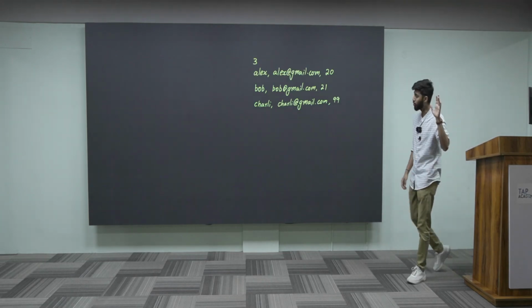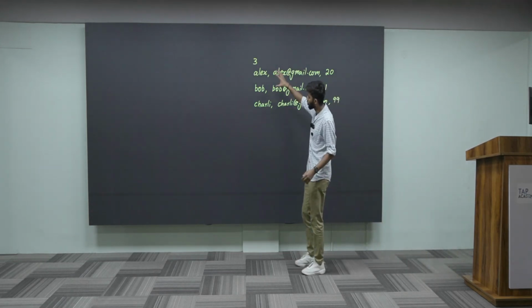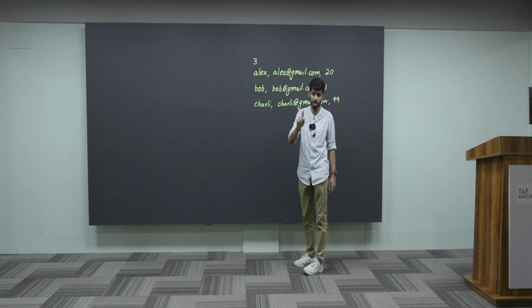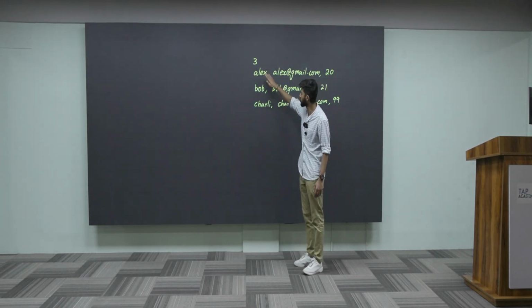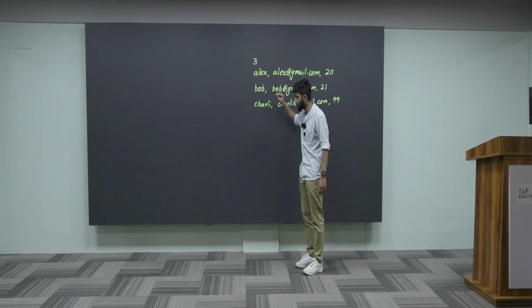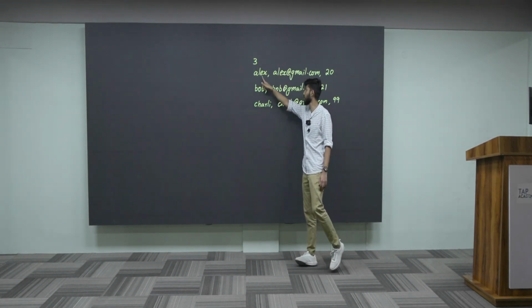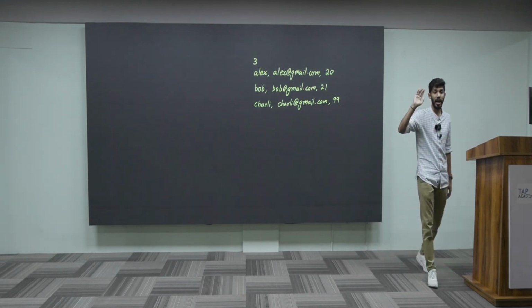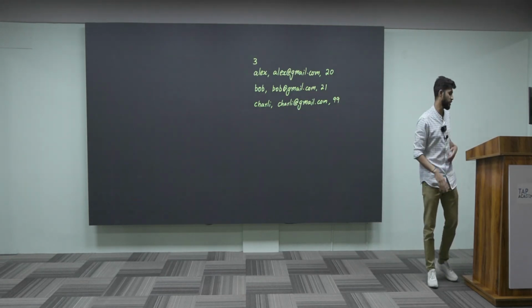What I want you to do is store all of these details inside not one object, but multiple objects. How many objects? 1, 2, 3. 3 customer objects you need to create. And inside those 3 customer objects, you need to store name, email and age. And after that, you need to print these details.